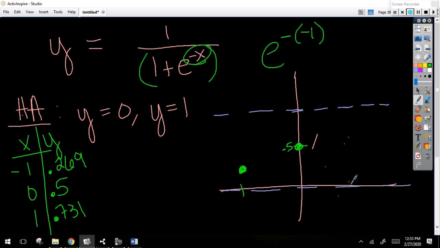And 1, 0.731. And so this is what it looks like. It's kind of like a stretched out S. Probably looks a little better. Let me show you on my calculator what it looks like.